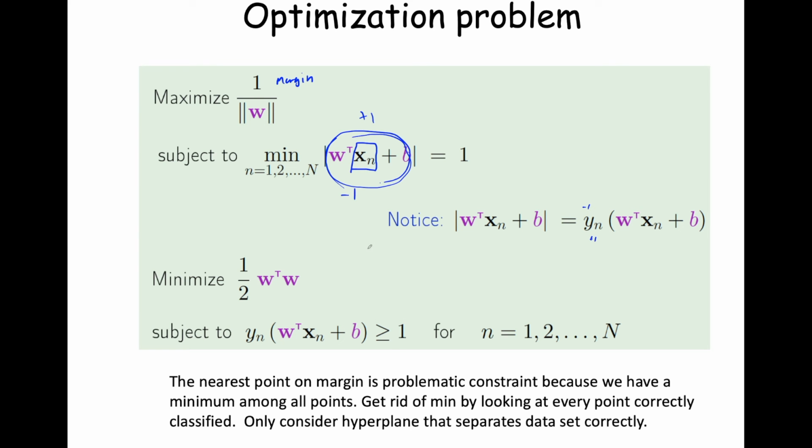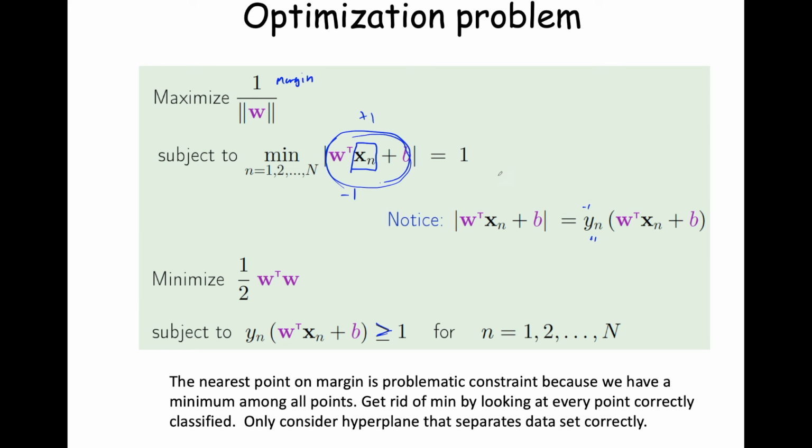Now, of course, this corresponds to the closest point, and that's the one for which equality is achieved, but for those points that are not the closest, that's when the greater than is going to be achieved. So this applies for all the data points without this minimization that is so troublesome.